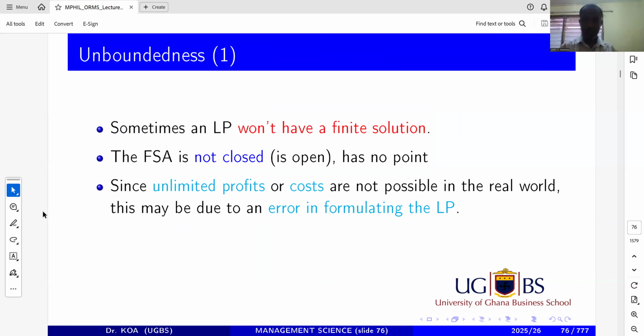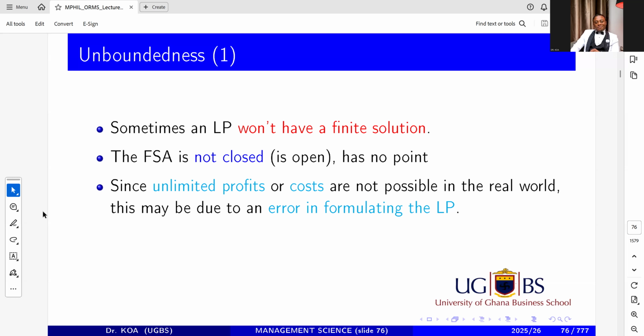Now let's go to the last but one, unboundedness. Now watch the infeasibility. Do you remember what we said about infeasibility? Infeasibility is when there is no solution to the linear programming problem. Unboundedness is when the feasible solution area is open. It's like the opposite of infeasibility.